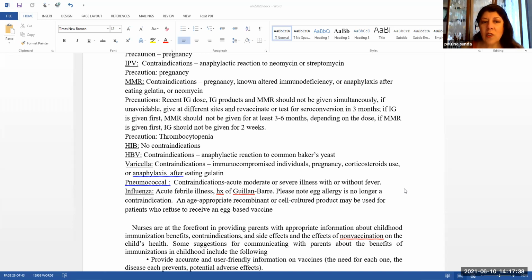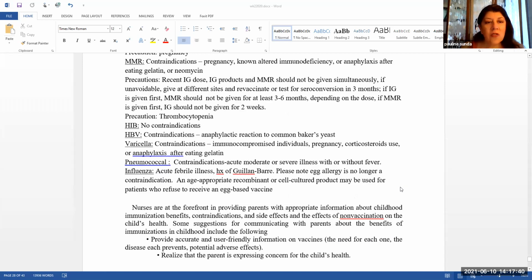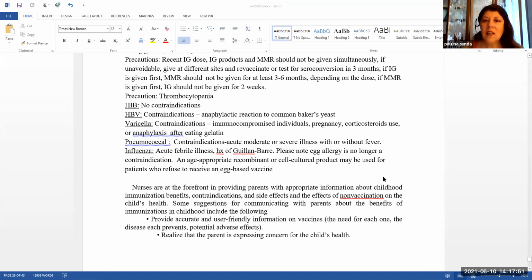Precautions is thrombocytopenia. Hib vaccine, there's no contraindications. Hepatitis B vaccine, here the contraindication is anaphylactic reaction to common baker's yeast. Varicella, here the contraindication is, again, the immunocompromised individual, pregnancy, corticosteroid use. Usually they will wait many, many months if somebody is on corticosteroids to give varicella. And then anaphylaxis after eating gelatin.